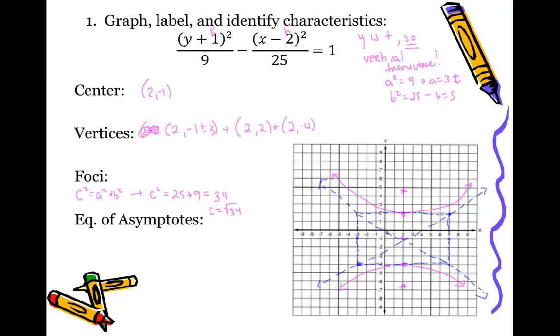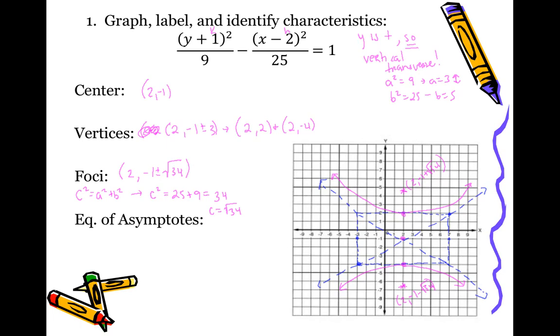Okay, so this point, I guess I could write them over here. That point, I'm going up and down again, so I'm staying at 2, negative 1 plus or minus the square root of 34. Right, so this would be 2, negative 1 plus root 34. This would be 2, negative 1 minus root 34. So it's still like the hyperbola is opening around that focus.